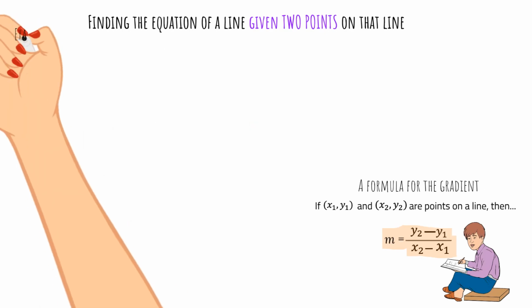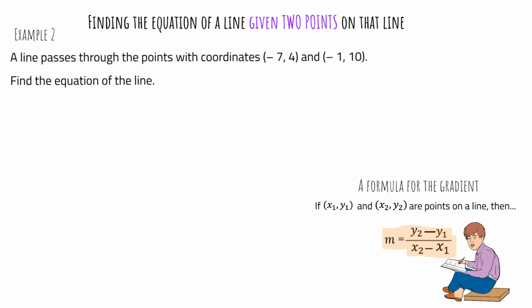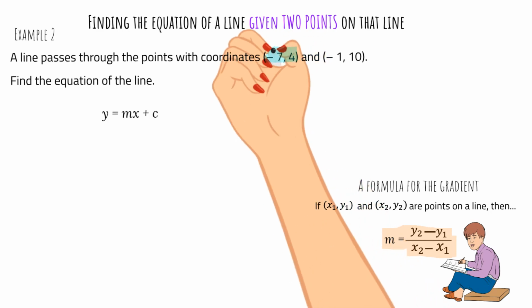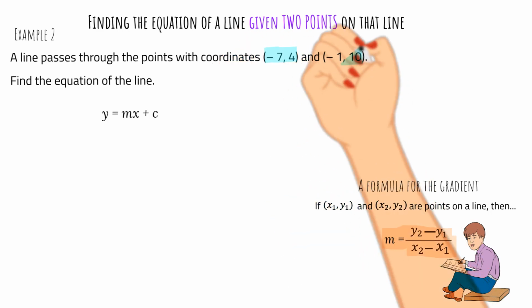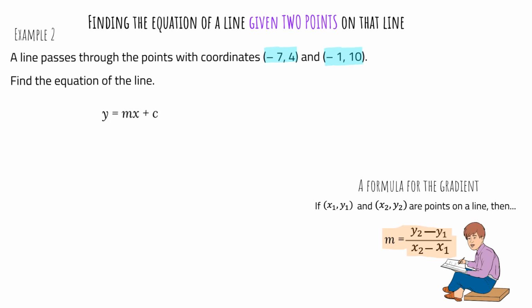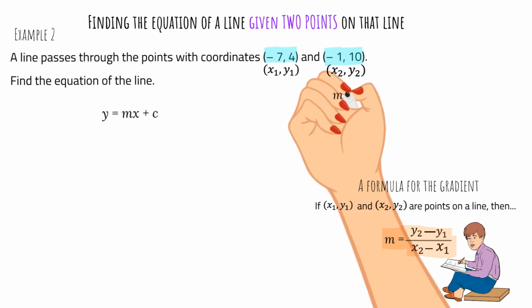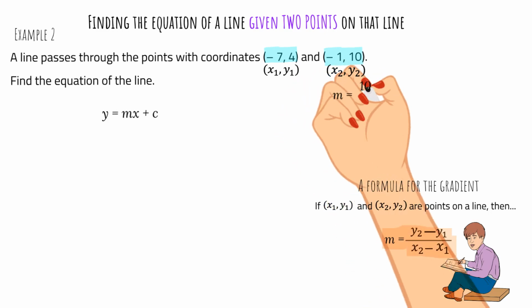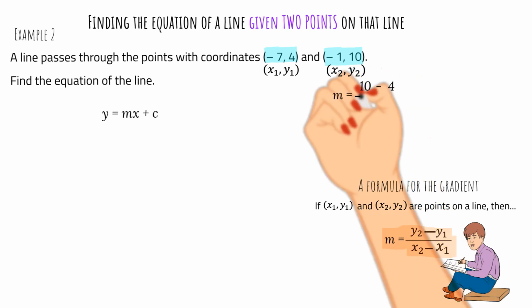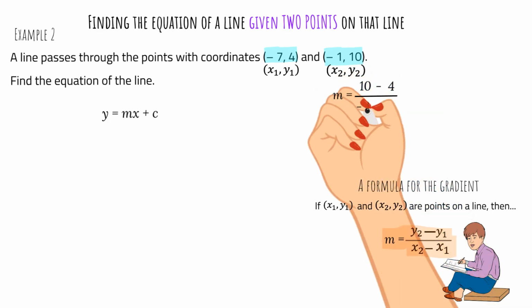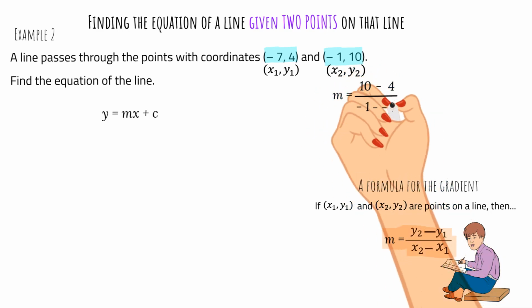For my second example, I want you to get used to putting negative numbers into that formula for the gradient. So we know y is equal to mx + c. I'm going to start by finding m by looking at these two coordinates. Label the first one (x1, y1) and the second one (x2, y2). And now we simply substitute in. So m is equal to 10 minus 4 all over minus 1 minus 7.